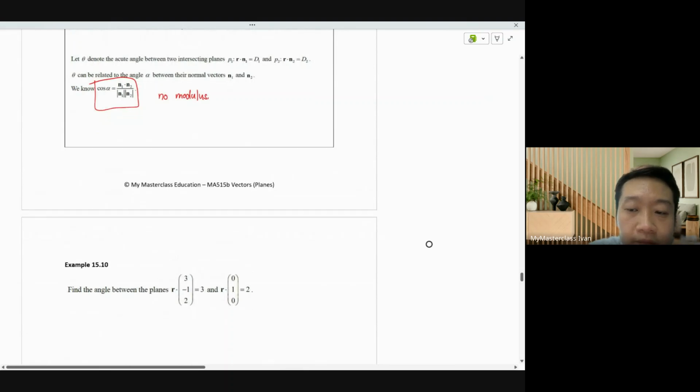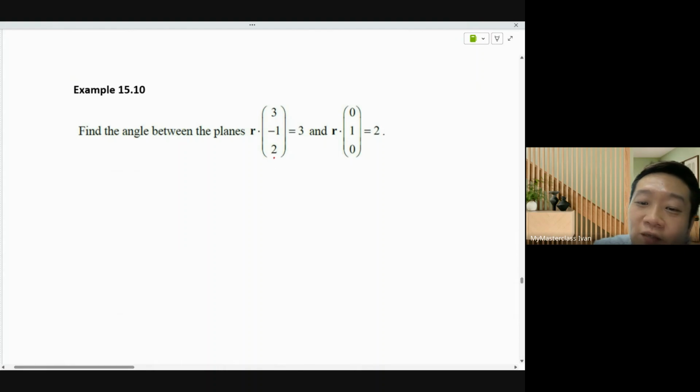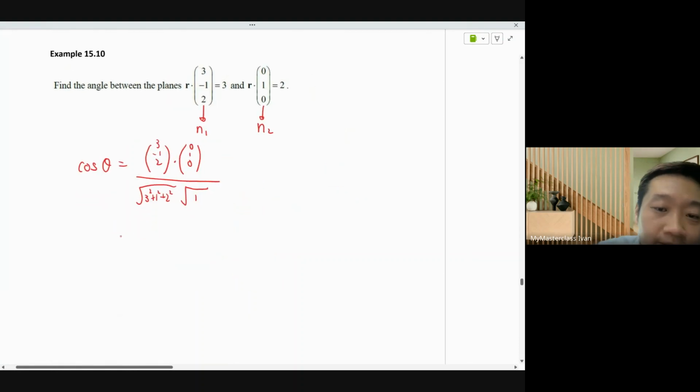So find the angle between r dot. What is the meaning of this, Isaac? Normal n1, good. What is the meaning of this, Yingxuan? Normal n2. So basically cosine theta equals (3, minus 1, 2) dot (0, 1, 0) over square root of 3 squared plus 1 squared plus 2 squared. You must know that 0 1 0 is always a unit vector. The numerator is minus 1 over square root of 14.